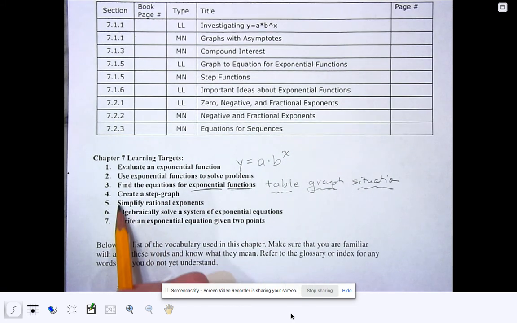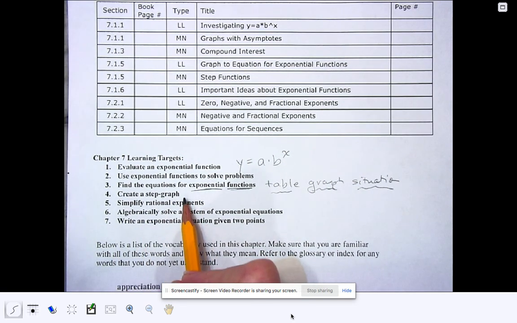Step graphs were sort of a little aside. You saw those in the gizmos. There is going to be one on your homework that you're going to try to do, and there are some notes on that. I also posted a video in your homework for tonight that goes over how to make one of those.